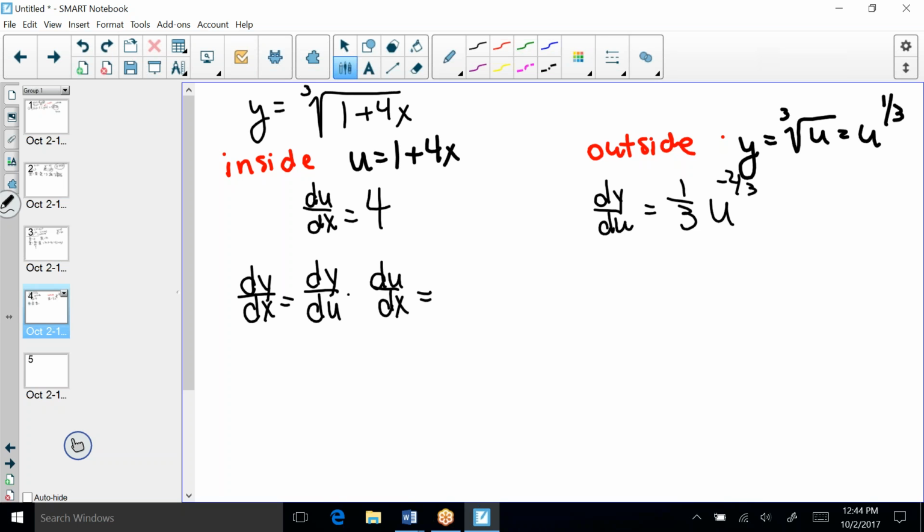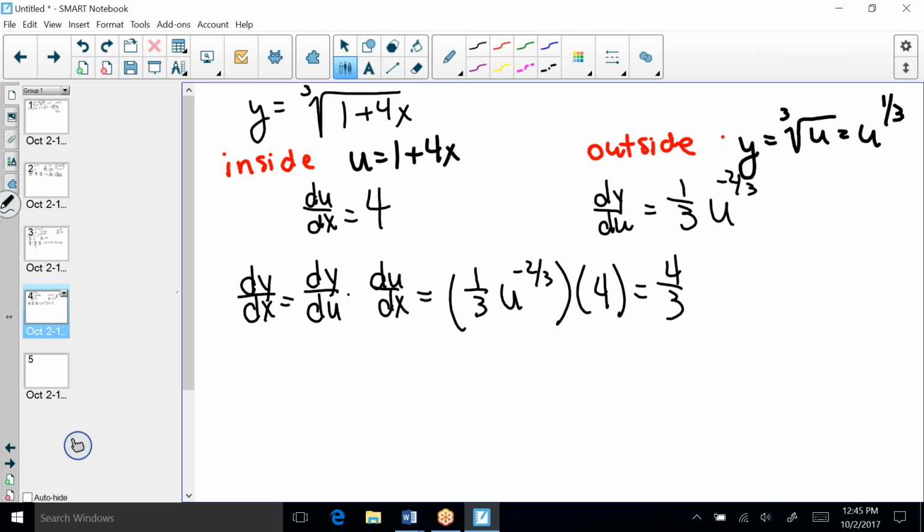All right, then we're going to combine everything. Dy dx is dy du. So dy du is 1/3 u to the negative 2/3. So just copy what we have up above. Times du dx, times 4. And this is all being multiplied. So we have this 1/3 times this 4. So that's 4/3.